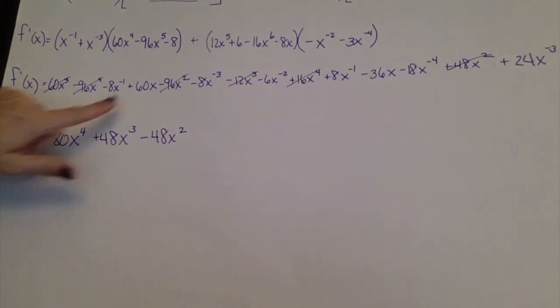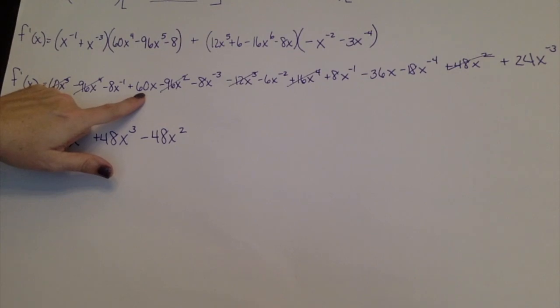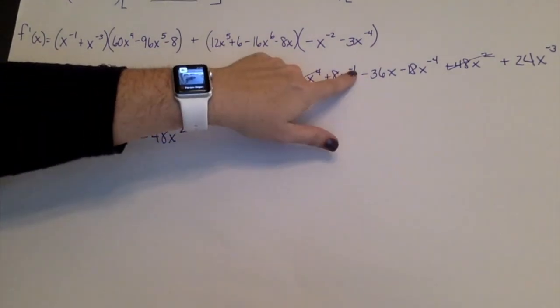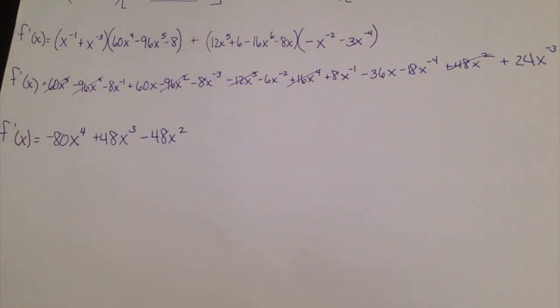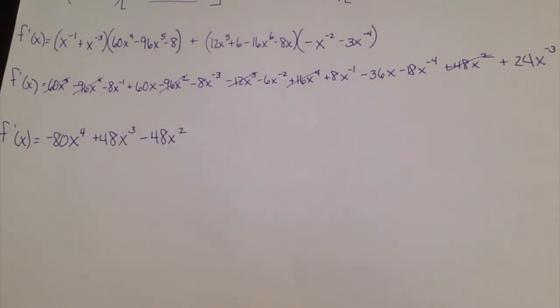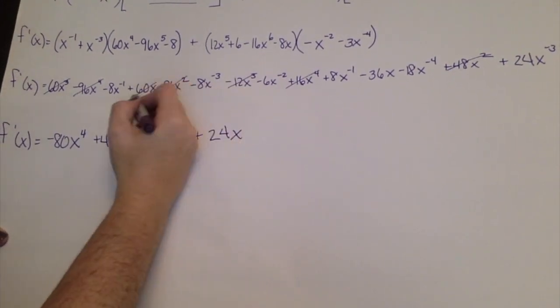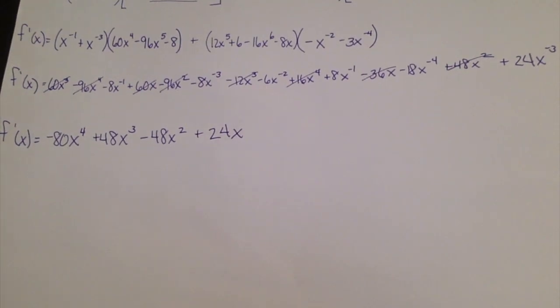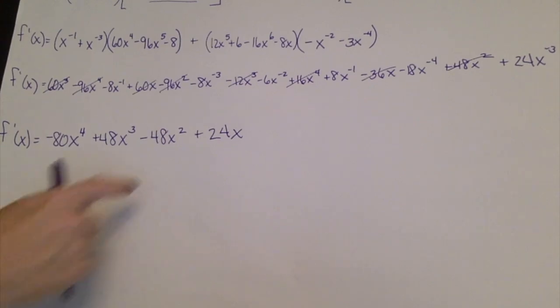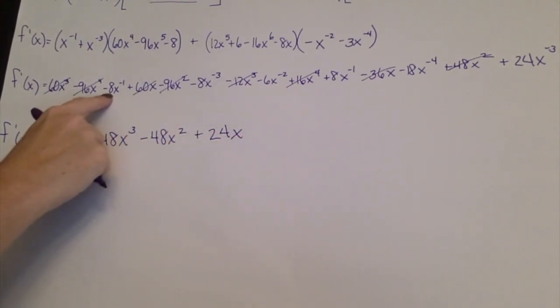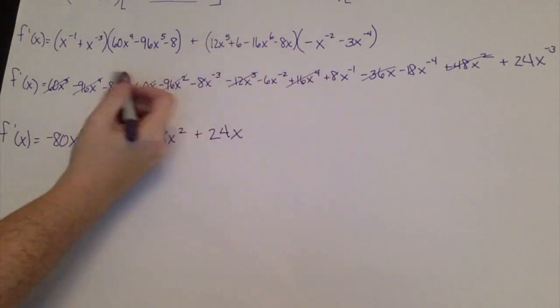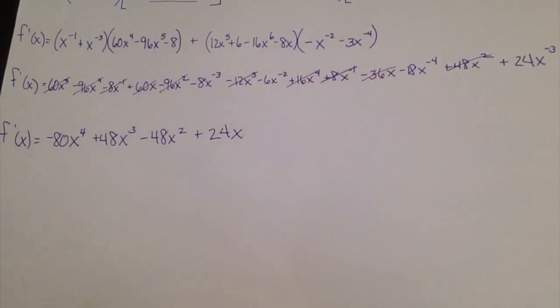Then x to the first power. I have 60x to the first power. And I have negative 36x to the first power, which is 24x to the first power. 60 minus 36. I don't have any terms that do not have an x at all. So I'll move on. Then I'll look for x to the negative first. That would be the next highest power of x. Interestingly, I have negative 8x to the negative first plus 8x to the negative first. Those cancel to be 0.